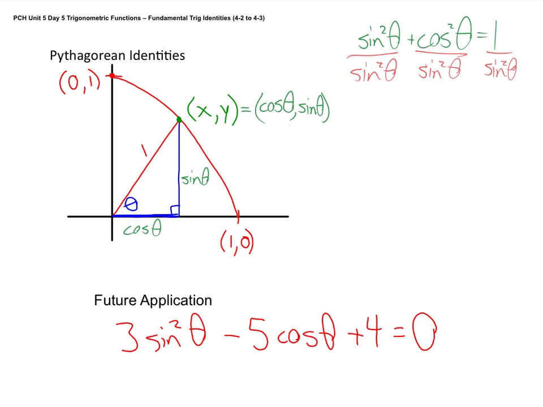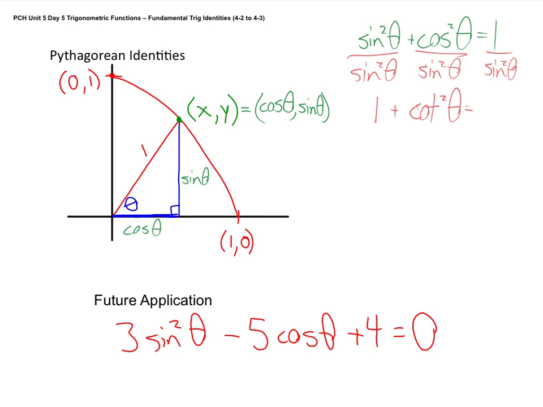Okay? So sine squared over sine squared is 1. What's cosine squared over sine squared? Cotangent squared theta. Sine over cosine was tangent, so cosine over sine would be cotangent.